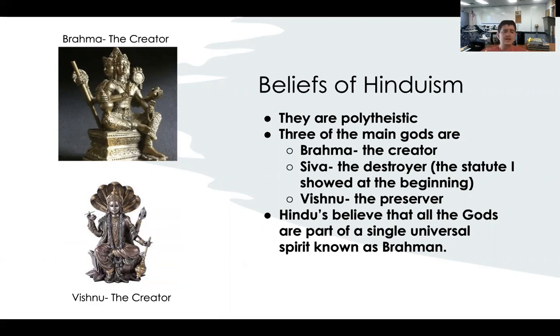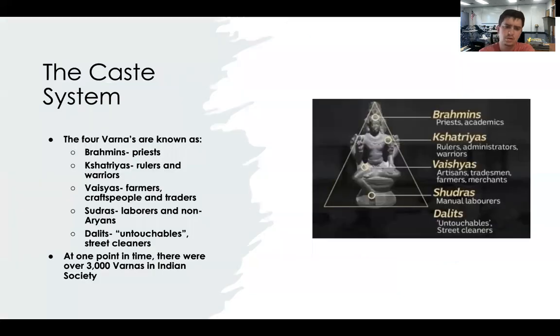So part of the Hindu tradition is that they believe that all the gods are part of a single universal spirit known as a Brahman. And these three are the three major components of the Brahman. And they believe that all the gods make up part of the Brahman. And the Brahman is like the supreme spirit, if you will. And so part of being a Hindu is believing in this idea of the caste system.